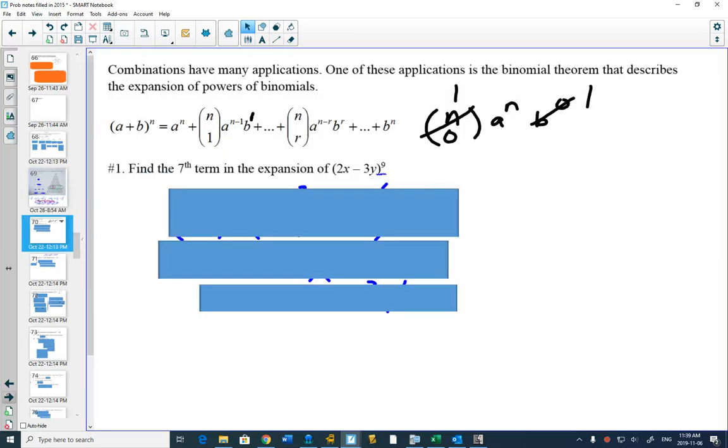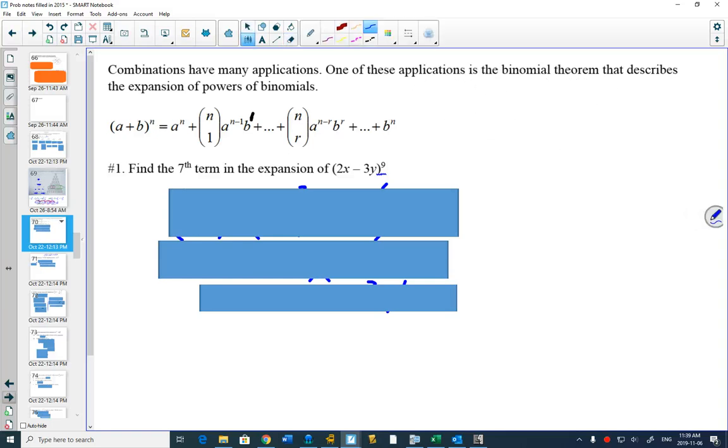On your IB formula sheet, okay, it's different than your pre-calculus formula sheet. On your pre-calculus formula sheet from last year, you had this.